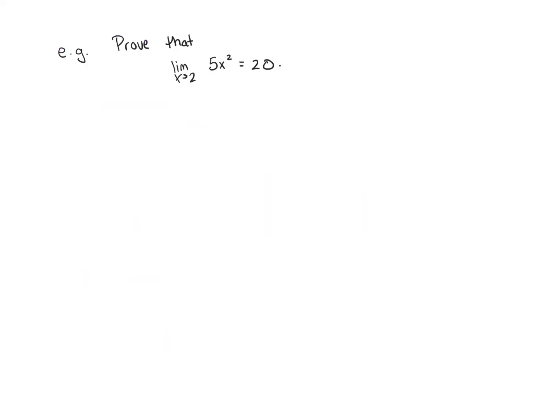Okay, so let's do one more example. We want to prove that the limit as x goes to 2 of 5x squared equals 20. So again, that means we want to show for every epsilon greater than 0, there exists some delta, such that for all x, as long as 0 is less than |x minus 2| less than delta, we get that |f of x, which is my 5x squared, minus L, which is 20| is less than epsilon.